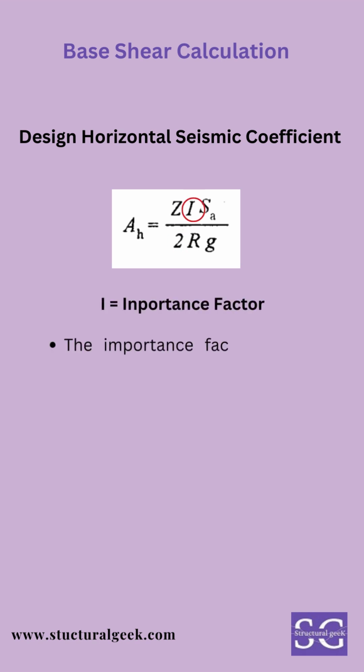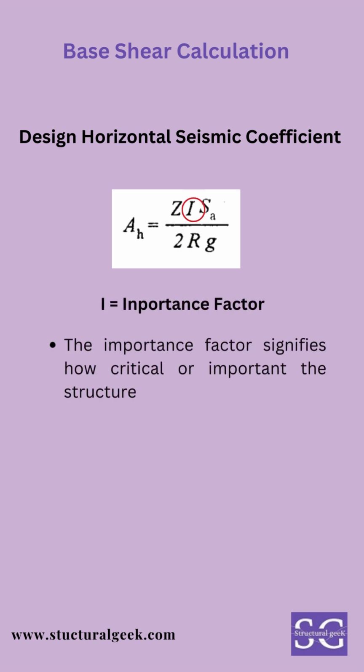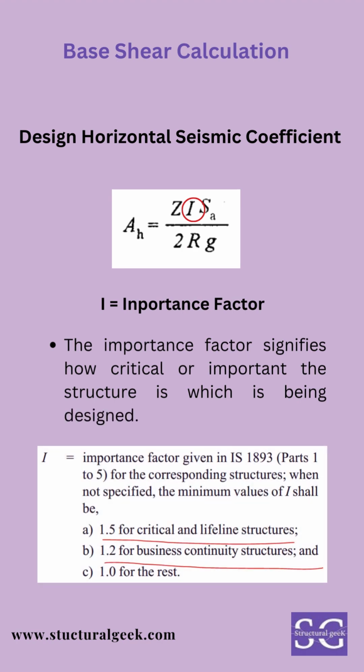Next factor that we have is importance factor. Importance factor signifies how critical or important the structure is which is being designed. Importance factor as per IS 1893 can be 1.5, 1.2 or 1 depending on the category of the structure.